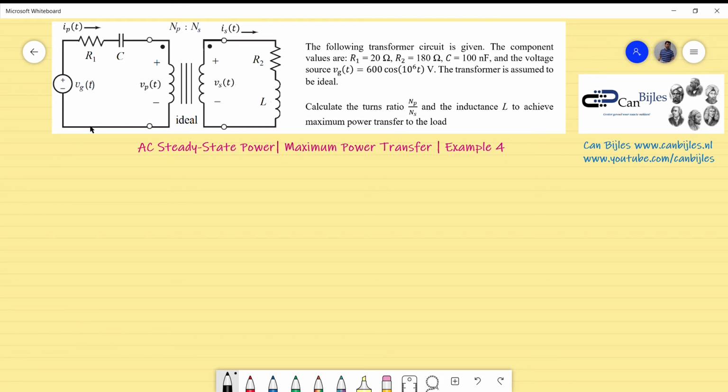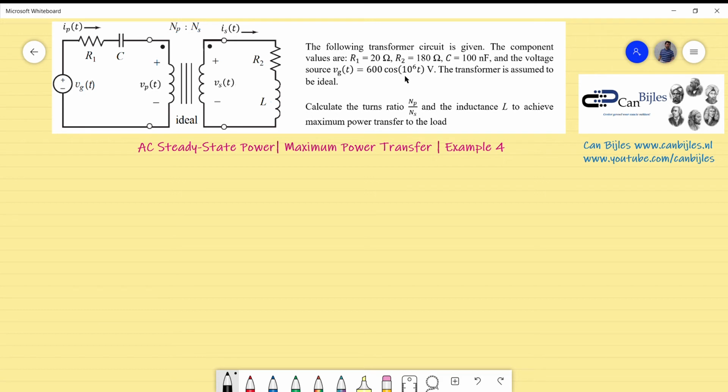So there is a voltage source Vg given, and the output impedance of this source is modeled by a series resistor and a capacitor, so a series RC circuit. There is also a model of the load, which is a series combination of the resistor R2 and the inductor L. The transformer is assumed to be ideal, and there are values given for R1, R2 and C, and the voltage source is also given with a specific frequency of 1 megaradians per second.